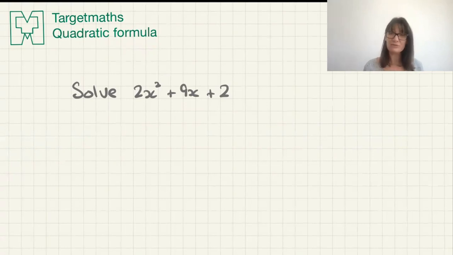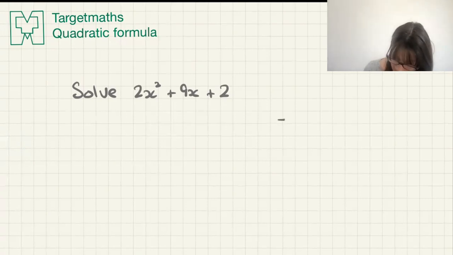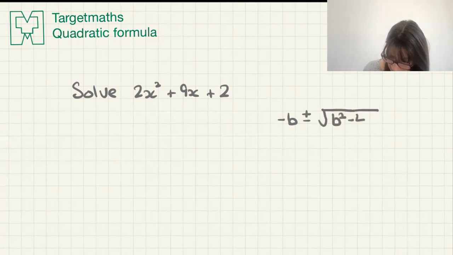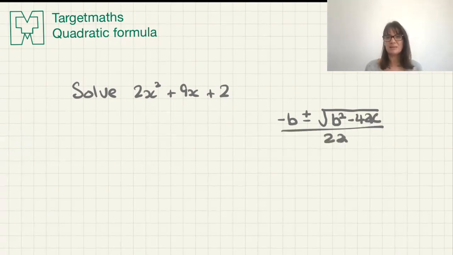Now, this is what the quadratic formula looks like. It's minus b plus or minus the square root of b squared minus 4ac, all over 2a. It's a pretty big formula. It's also one that you have to commit to memory.